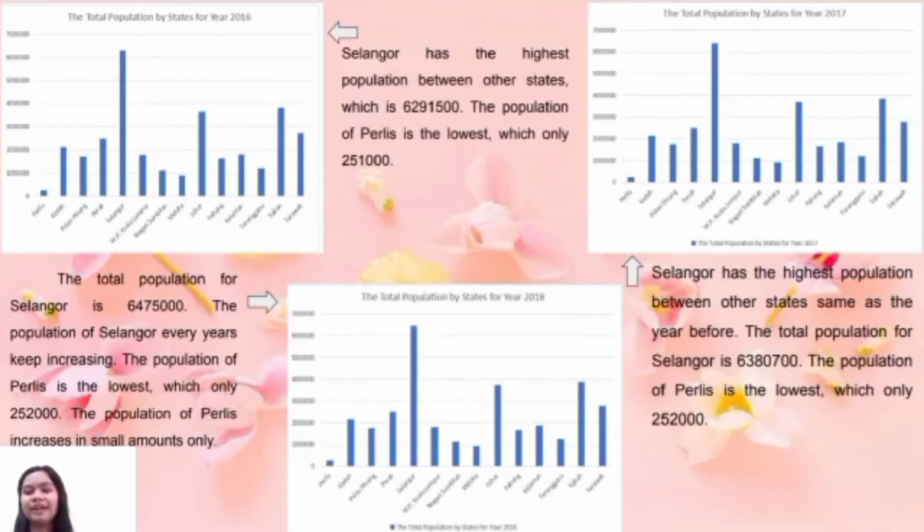And next, from the histogram graph of the total population by state for year 2017, Selangor also has the highest population among the other states, same as the year before, and the total population of Selangor increased to 6380700, and the population of Perlis is still the lowest, which is only 252000. And next, for year 2018, the population of Selangor increased to 6475000. The population of Selangor keeps increasing every year, and the population of Perlis is also still the lowest, which is only 252000, and the population of Perlis increased by a small amount.